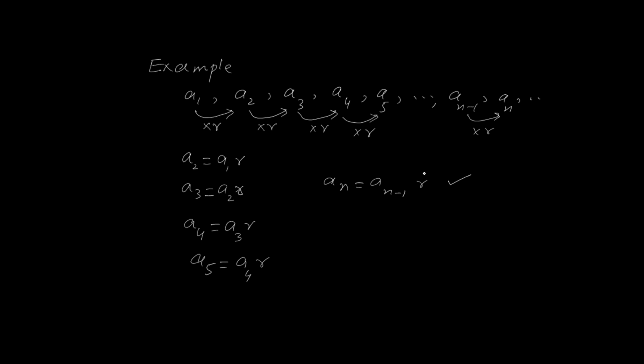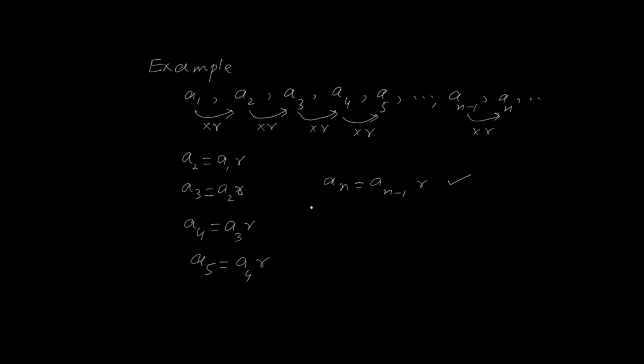First we will find r, and we will put the value of r over here. If we know the first term or any term of the sequence and we are given the common ratio, then we can generate the whole sequence.